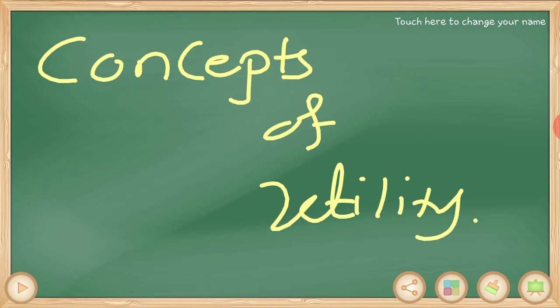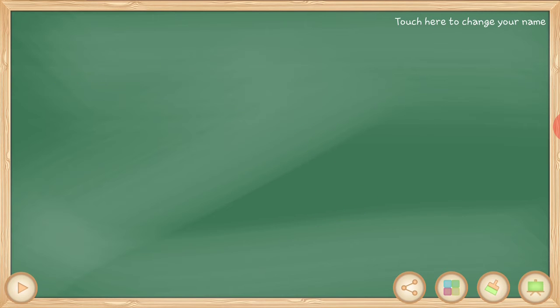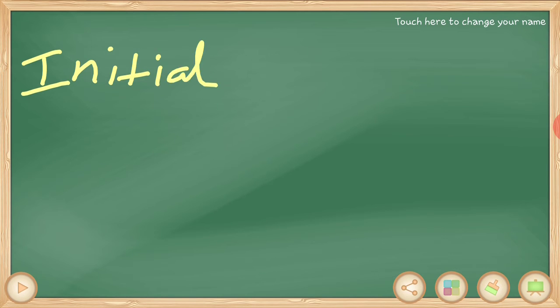What do you mean by concepts of utility? Basically, there are 3 types of concepts given here. The first one is initial utility, the second one is total utility, and the third one is marginal utility. Yes, dear students, the first one, what is that? Initial utility. What do you mean by initial utility? It refers to the utility which we get from the consumption of the first unit.